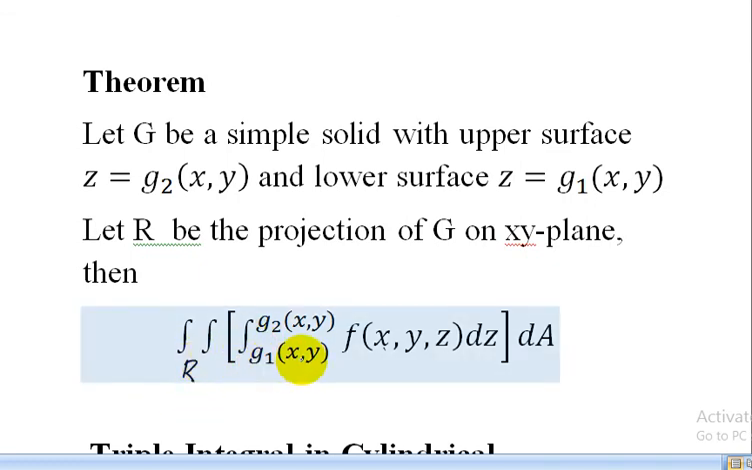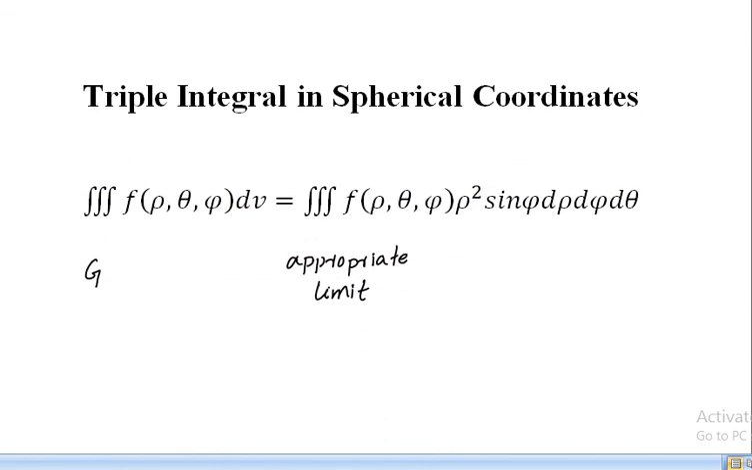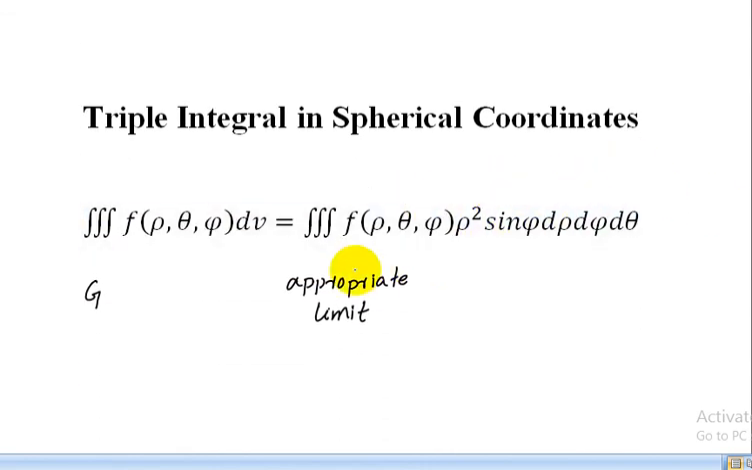Integration g1(x,y) to g2(x,y). This is the variation of z, as our lower surface is g1 of (x,y) and upper is g2 of (x,y), f of (x,y,z), dz, dA. So this is another way to express a triple integral when our solid region is bounded by two surfaces g1 of (x,y) and g2 of (x,y).